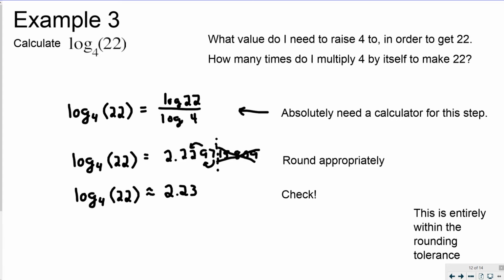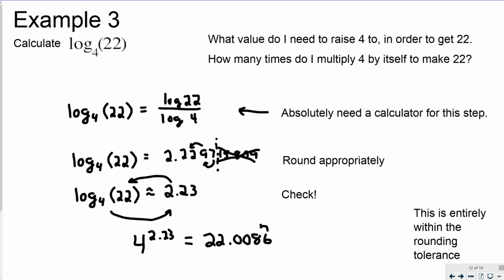And what we're going to do is check this. We should always check these when we do them. A simple check will prevent us from getting so many problems wrong. So we will rewrite it using the loop-de-loop method. This is how we're going to check it. Rewrite it as 4 to the 2.23 power equals, what does it equal? So we're going to type it into the calculator, 4, and then the up arrow key, 2.23. When we do, we get 22.0086.